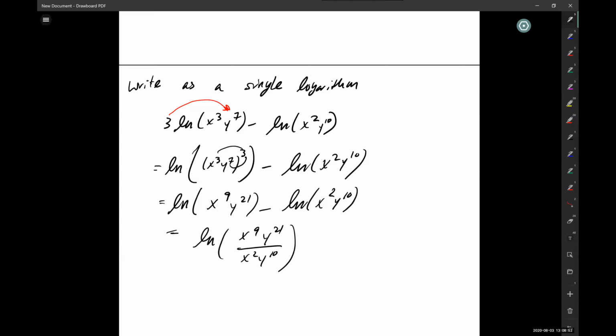We can do a little bit of simplification here, where we divide out those x's and y's. So x to the 9th over x squared leaves me with x to the 7th, and y to the 21st over y to the 10th leaves me with y to the 11th. Now we've written this as a single logarithm, which has been simplified algebraically.